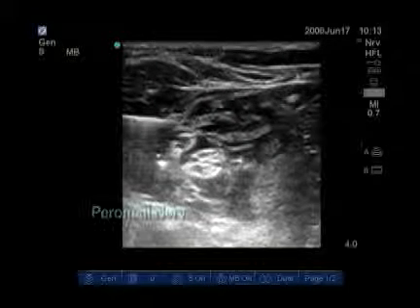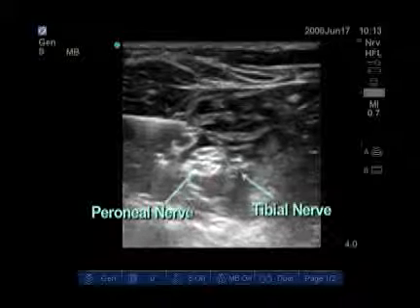Now you can visualize both the peroneal and tibial components with local anesthetic completely surrounding the nerves.